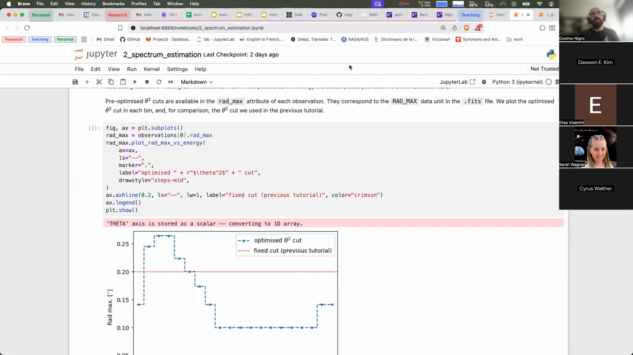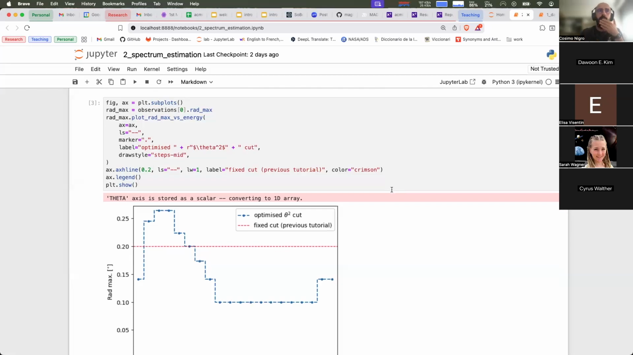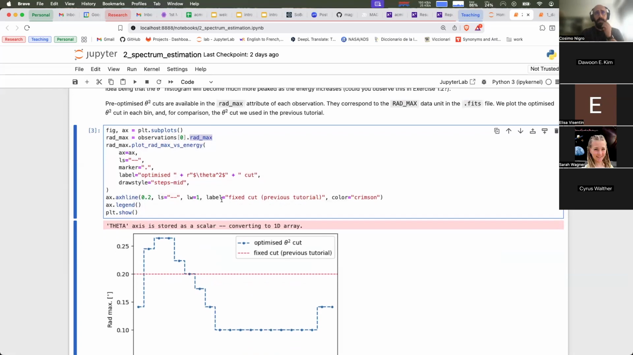Well, because the higher you go in energy, the more precise your direction reconstruction becomes. And you saw this in the theta squared histogram. When you start to filter with the energy, the distribution of the counts becomes much more peaked, right? So we can take smaller and smaller regions. And so what we have in each observation is this RAD_MAX table that is an optimized theta squared cut or angular squared cut.